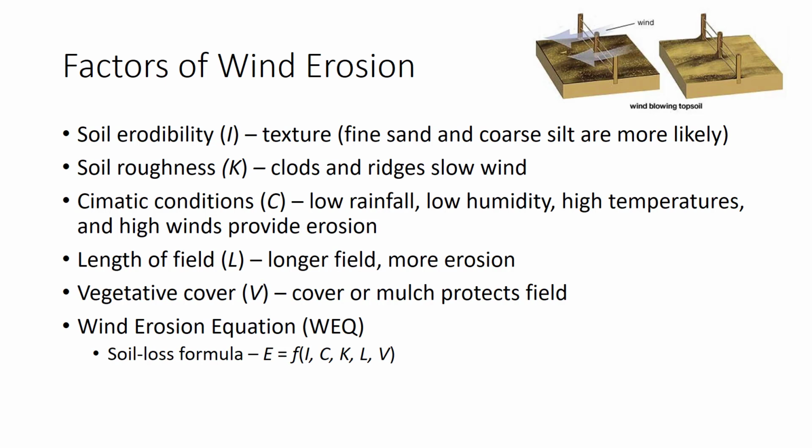These factors together can be arranged to create a soil loss formula similar to the Universal Soil Loss Equation, called the wind erosion equation, WEQ. According to the equation, erosion, E, is a function, F, of several factors, I times C times K times L times V, where I is a soil erodibility factor related to particle size, C is a climatic factor related to average wind velocities and soil moisture, K is a measure of soil roughness, L is field length, and V measures vegetative cover. WEQ is complex to solve, so will not be further detailed in this video.